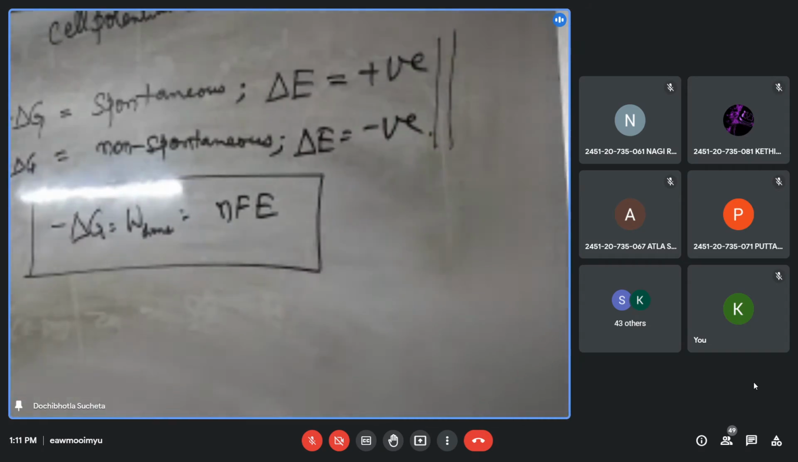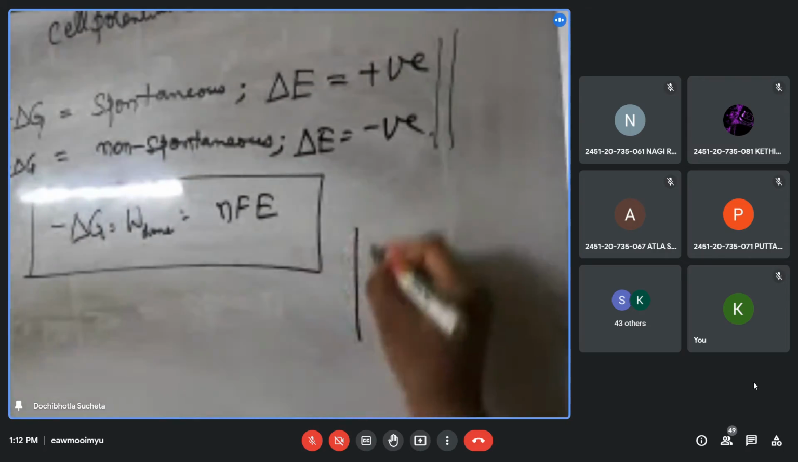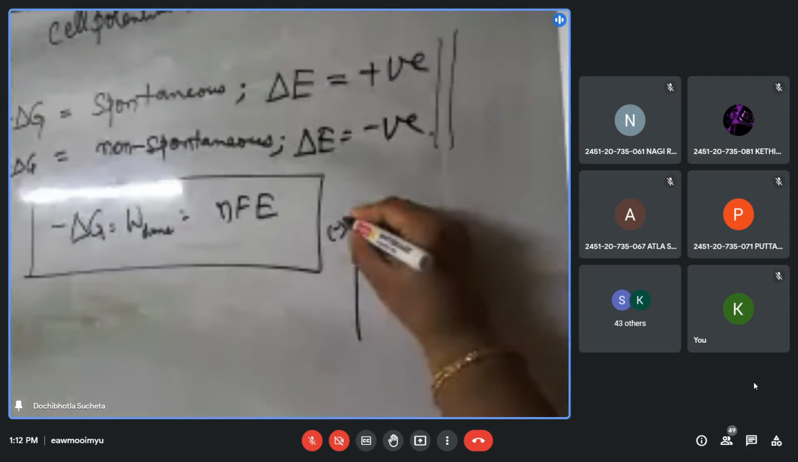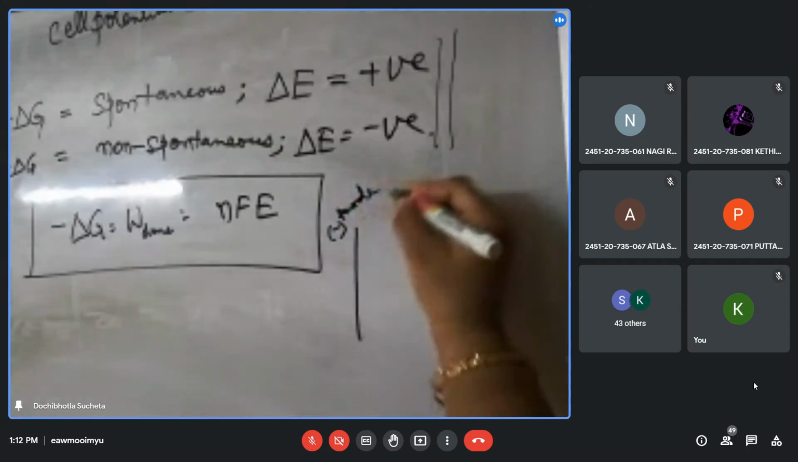To understand this, I'll need to ask you a few things and again explain. So what's your idea now? Charge is flowing spontaneously from anode to cathode.